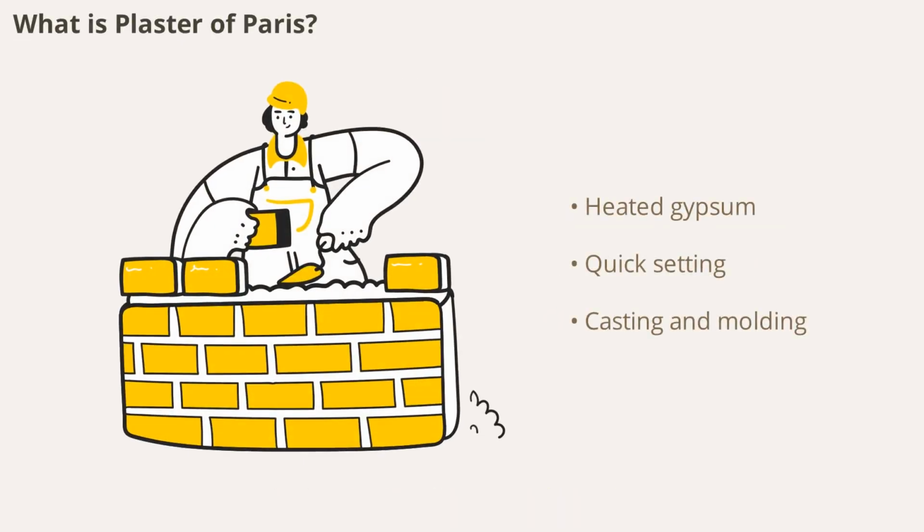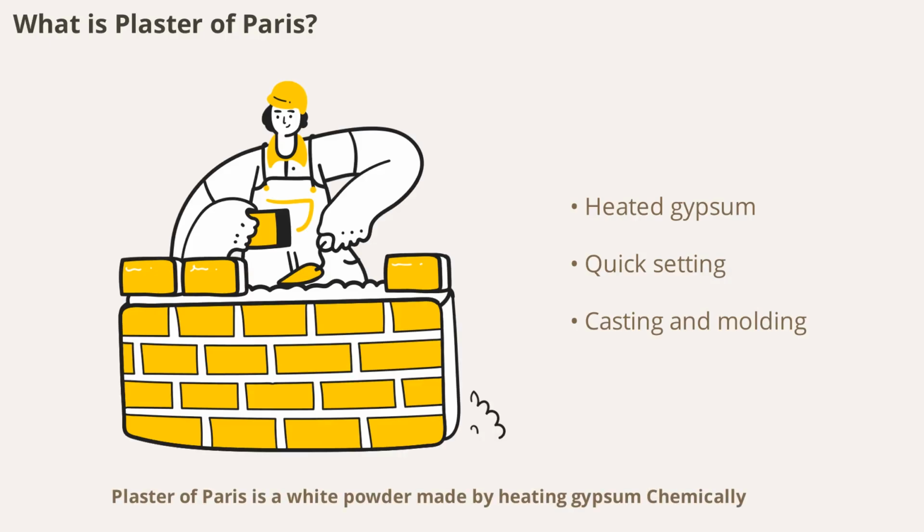Plaster of Paris is a white powder made by heating gypsum. Chemically, it's known as calcium sulfate hemihydrate. When mixed with water, it hardens quickly, making it ideal for casting and molding.